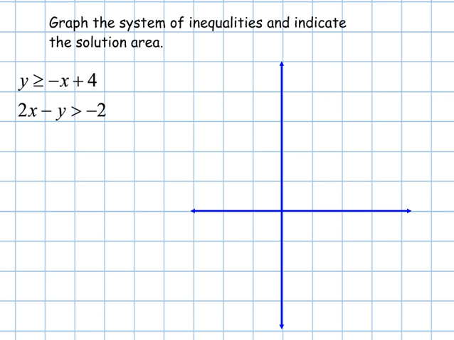Let's graph a system. Here we want to graph the system y is greater than or equal to -x plus 4, and 2x minus y is greater than -2. The first one is ready to graph. We have the y-intercept and the slope. The y-intercept is 4, so 1, 2, 3, 4. We have a slope of -1, so that's going to look like this. It's a solid line because it's greater than or equal to, so we're going to just go ahead and draw a solid line there.